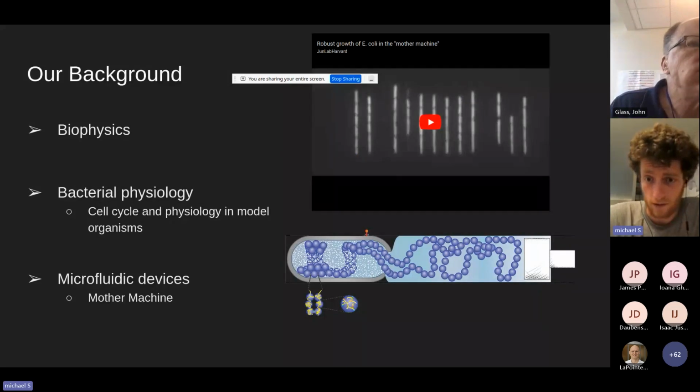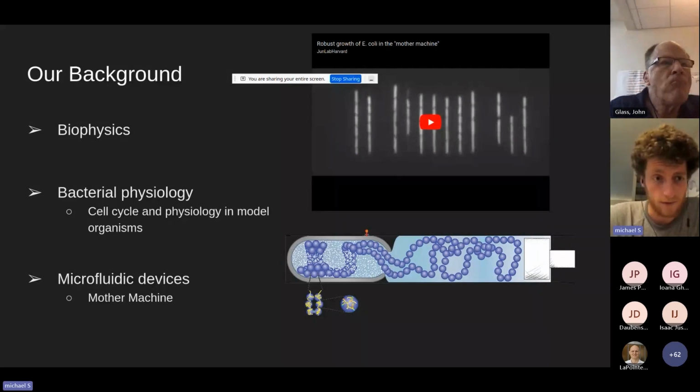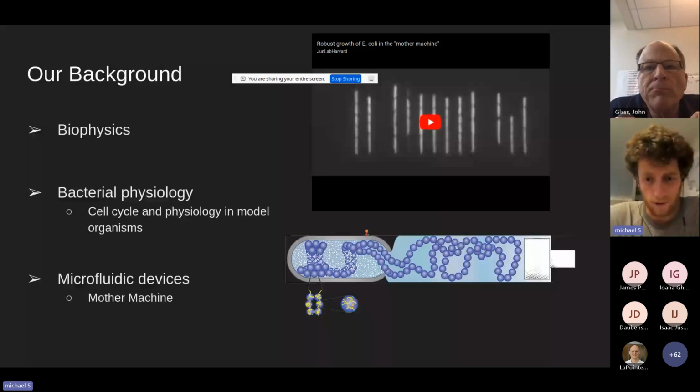So first, a little bit about our group. Broadly speaking, we're a biophysics group, and we study bacterial physiology. So how E. coli divide, how replication, the MIN system, that sort of thing. Broadly speaking, our hammer is the mother machine. This is a microfluidic device with about micrometer wide channels with a trench that carries nutrients.